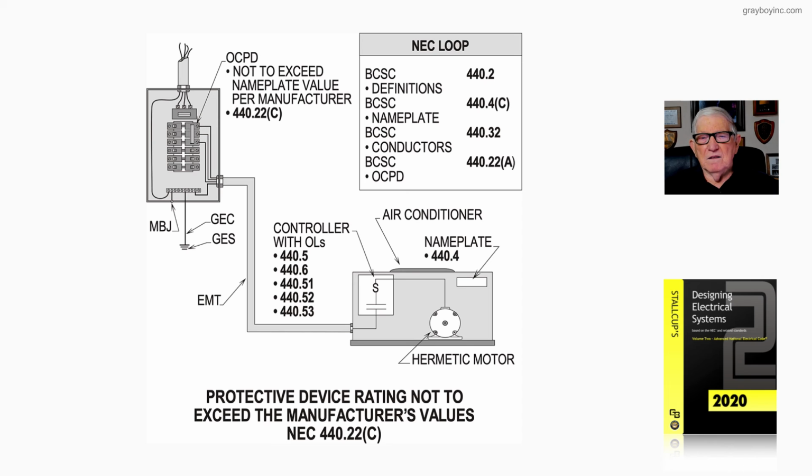Now, that's what this illustration and figure 19-15 is illustrating: you cannot size the overcurrent device greater than the manufacturer's values listed on the nameplate of the AC unit.